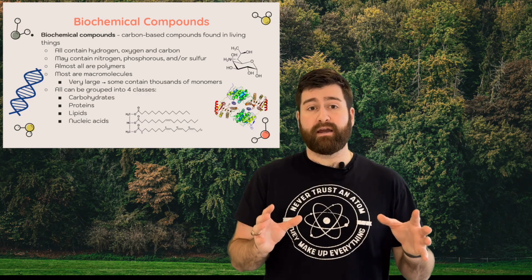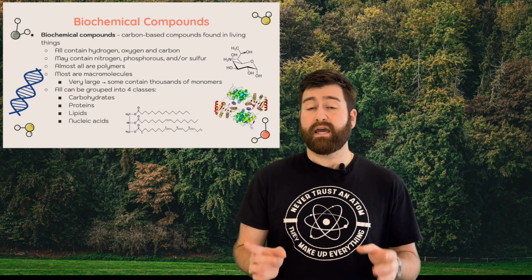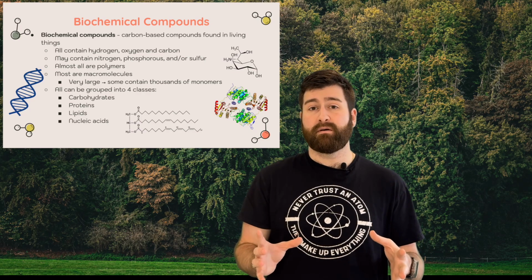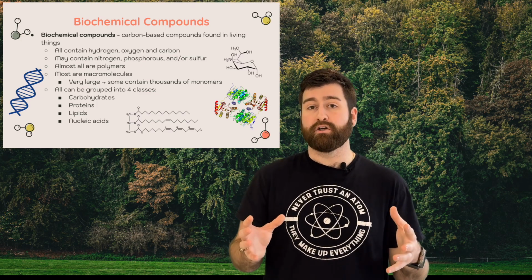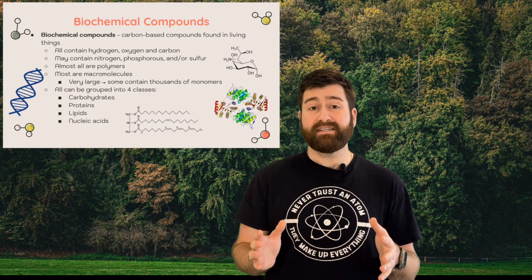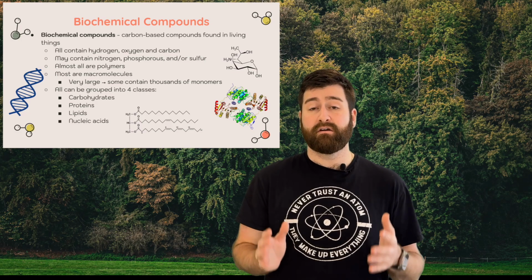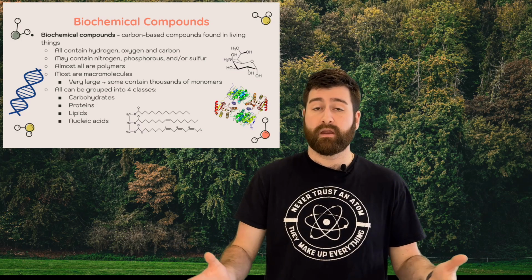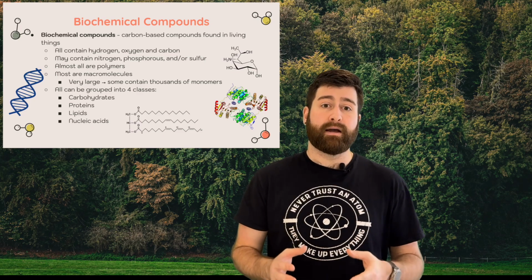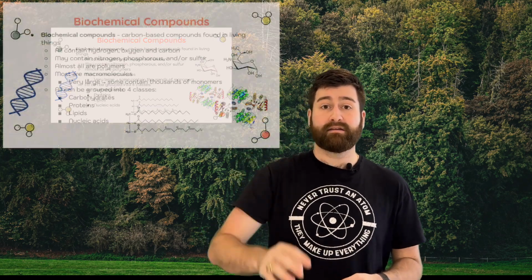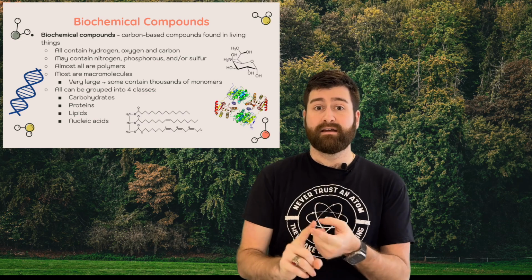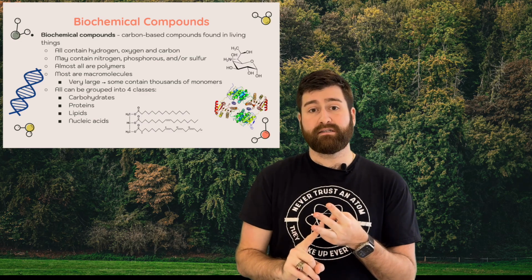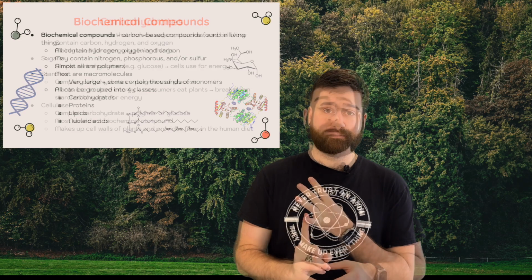Almost all of these biochemical compounds are polymers, and most are macromolecules. Macromolecules are very large. So large, in fact, that some of these contain thousands of monomers. Remember, monomers are the building blocks of polymers. All biochemical compounds can be grouped into 4 classes, and these classes are carbohydrates, lipids, proteins, and nucleic acids.